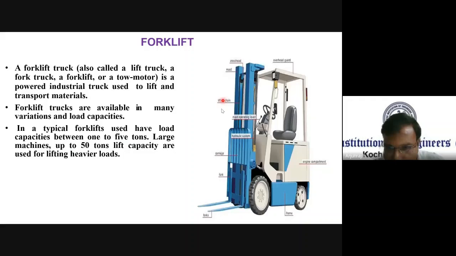You have the forklift. This is the forklift. This forklift is also called a lift truck, a fork truck, or a forklift, where you have a motor, which is used for lifting and also for transporting materials. You can lift the material, and you can also transport it from one place to another place. It has the engine compartment, the frame, the forks, this is a fork, the carriage, the lifting chain, this is a chain, this is a cabin.